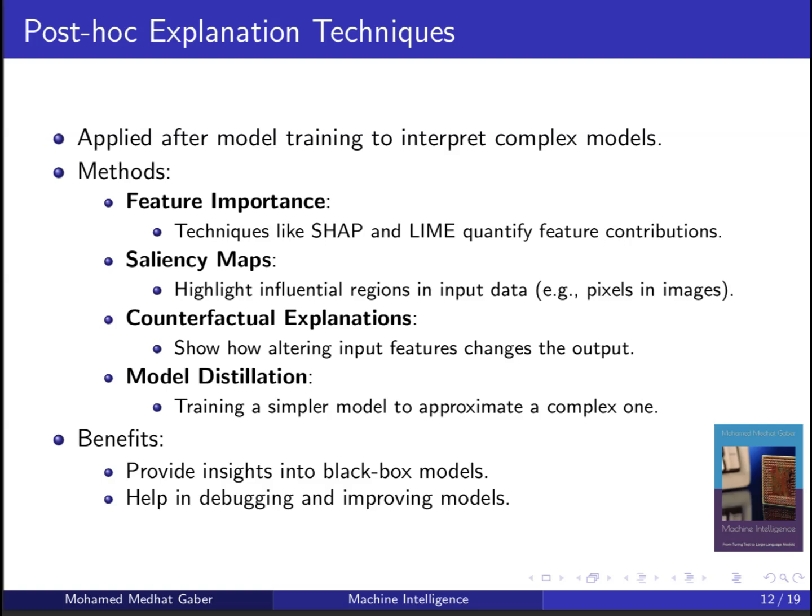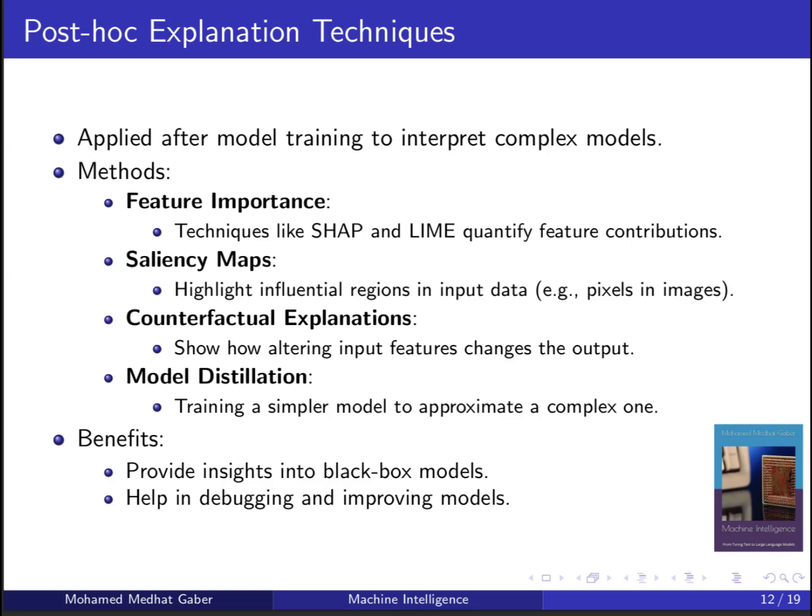One common technique is feature importance analysis. Tools like SHAP, Shapley additive explanations, and LIME, local interpretable model-agnostic explanations, quantify the contribution of each input feature to the model's output. By assigning importance scores to features, these methods help users understand which variables are most influential in the decision-making process. This insight can reveal whether the model is relying on appropriate factors or if it's being unduly influenced by irrelevant or biased features.